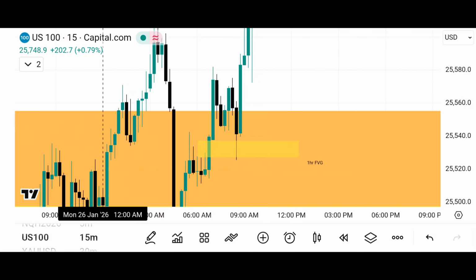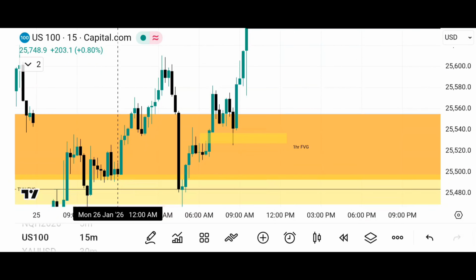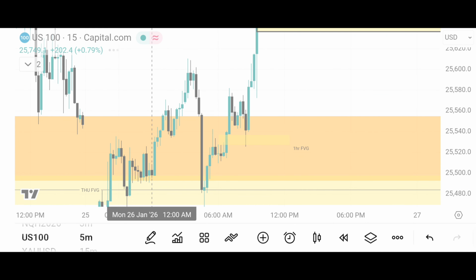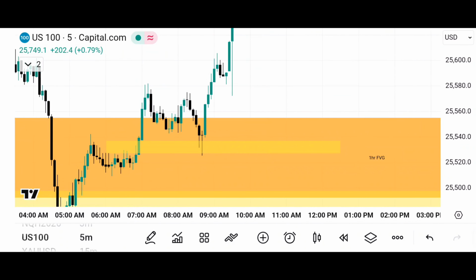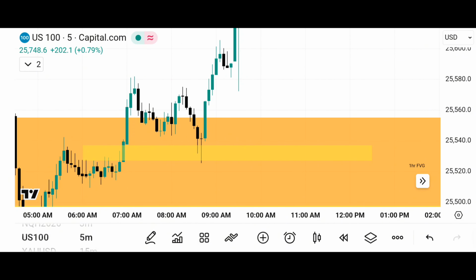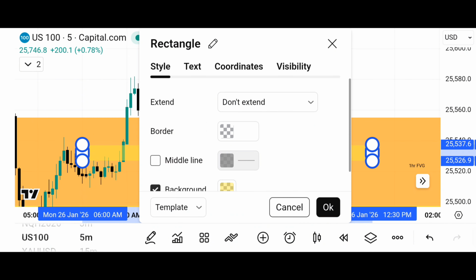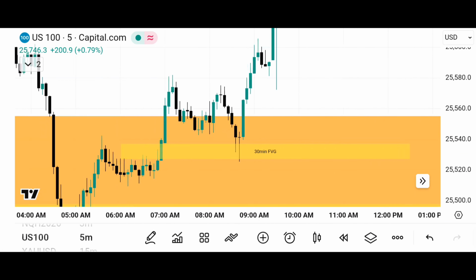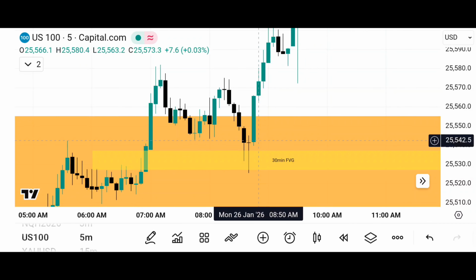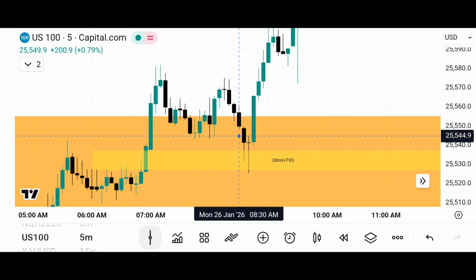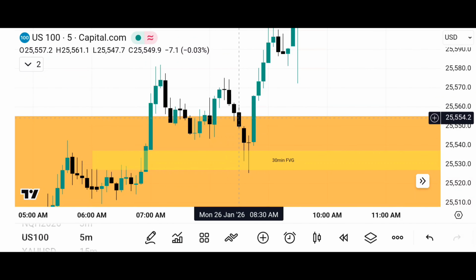Okay, on the 15-minute time frame, you see, let's go to a 5-minute time frame. You see it clearly. So what was actually displayed here was the ICT 2022 mentorship. This is a 30-minute fair value gap. You can see price after 8:30. This is the 8:30 candle on the 5-minute time frame. After 8:30, you can see price running down these lows while trading into this 30-minute fair value gap.